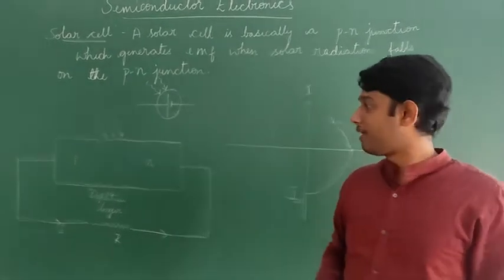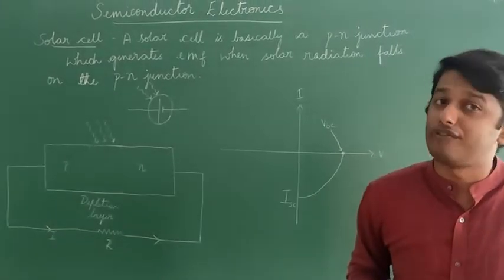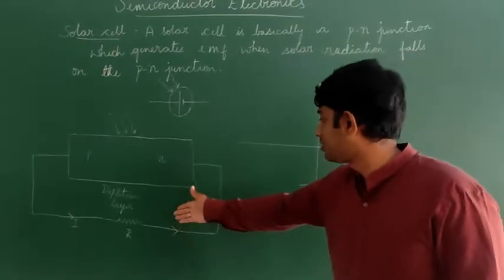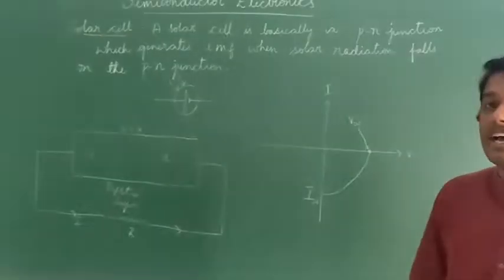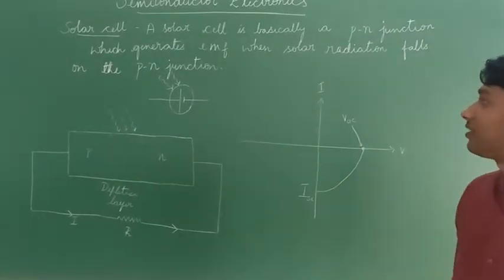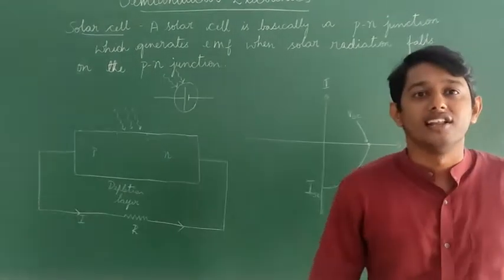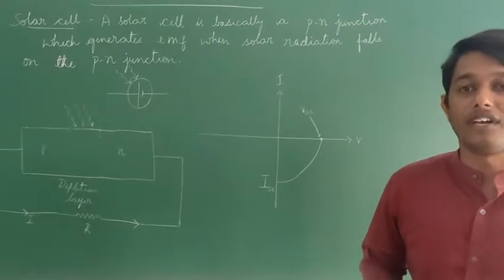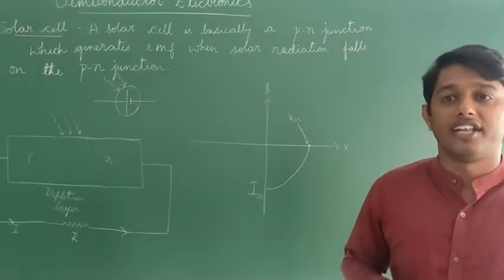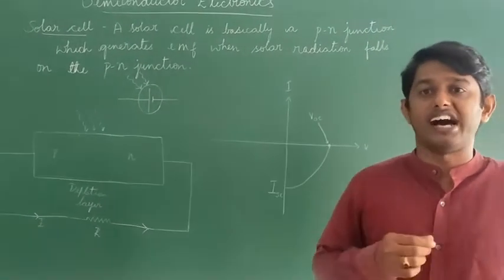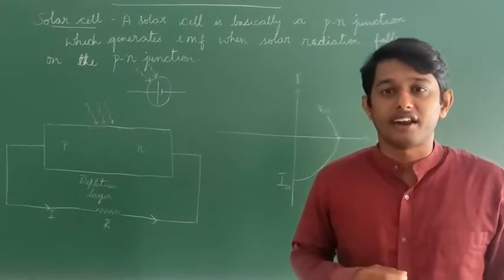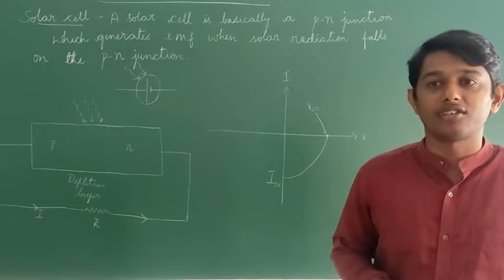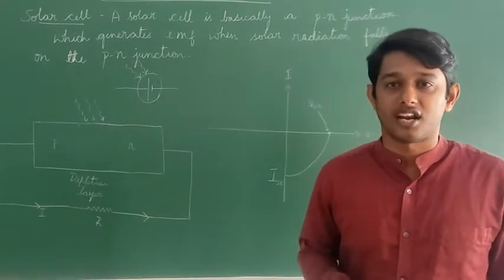Now I'll explain the working principle of solar cell. This is the circuit, this is the PN junction, this is the resistance, and this is the IV characteristic of the solar cell. It works on the principle of photovoltaic effect and bias is not applied. When radiation of suitable frequency falls on the diode, the electron hole pairs are generated.